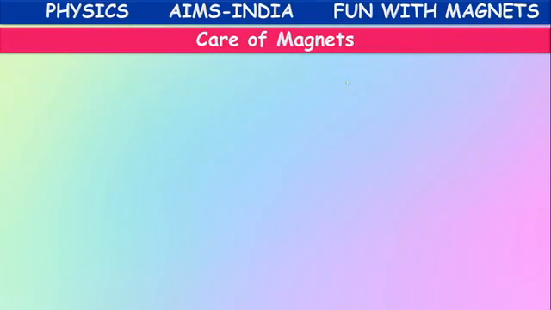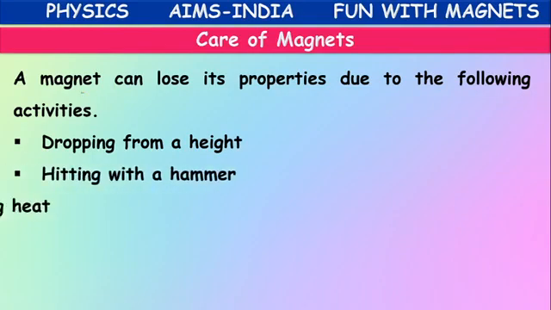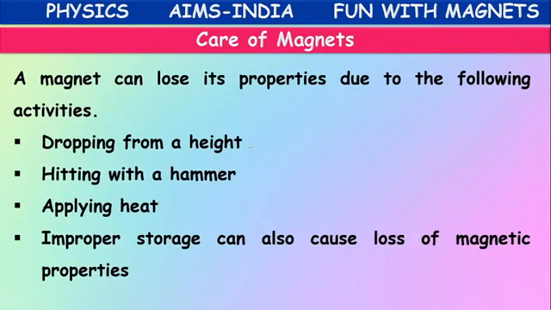Okay, children. How to take care of magnets? Already in the previous class we have told that a magnet can lose its property when dropped from a height, hit with a hammer, heated, or improperly stored. If we do these kinds of things, it will lose its magnetic property. So we have to take care of the magnetic property. How to take care? That we have to learn.